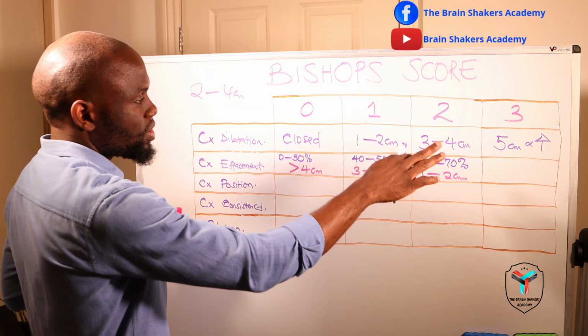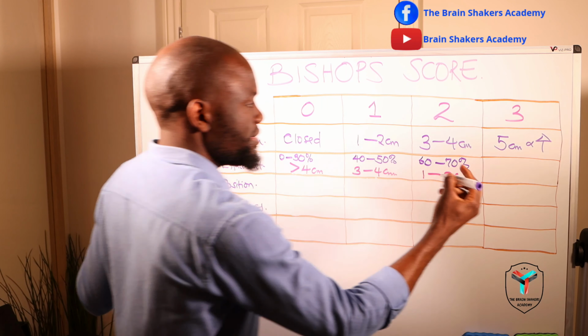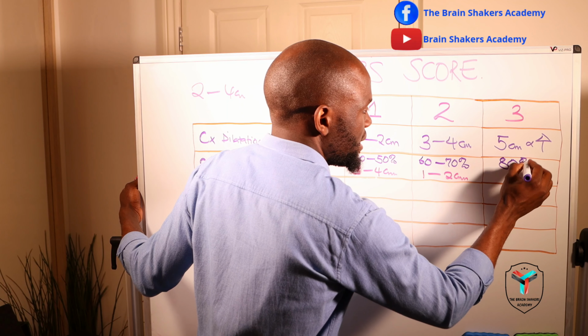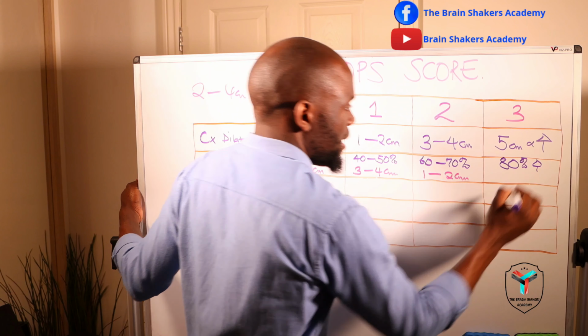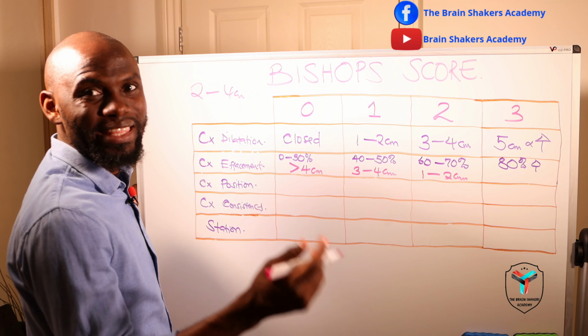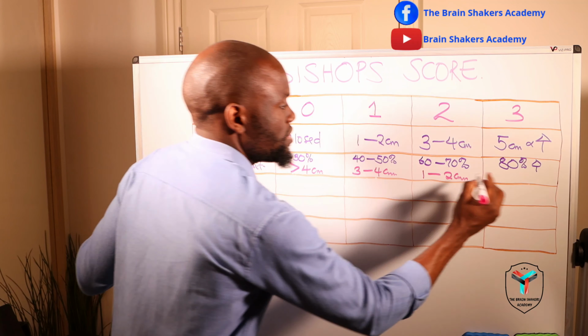And then when do we score it a 3? This is anything above 80%. So we are talking about 80% and above. And in terms of the cervical length, we want anything less than 1 centimeter.